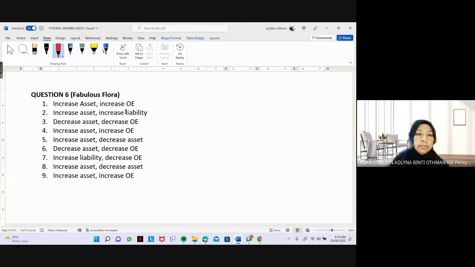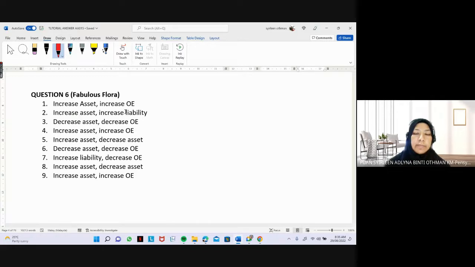Okay, number 4, you increase your assets and you increase your owner's equity as well. Okay, number 5. Okay, we increase our assets and we decrease our asset at the same time. Okay, because you receive cash from customer billed in number 4. Billed, that means the item is really in your accounts receivable.